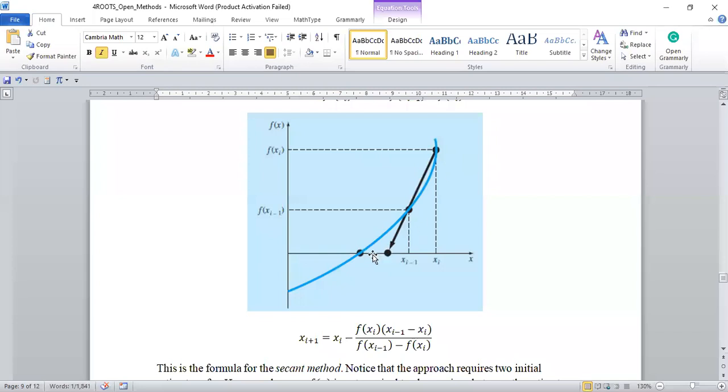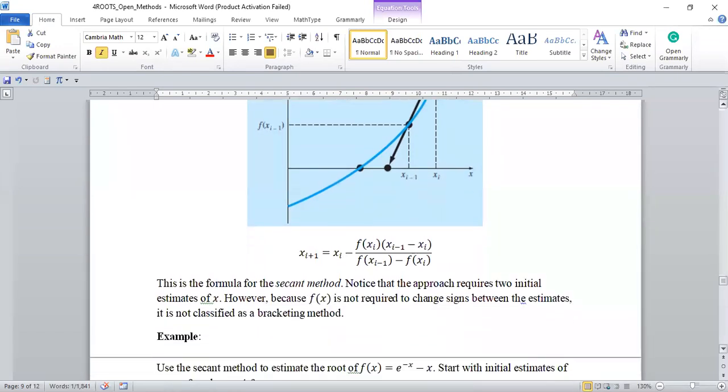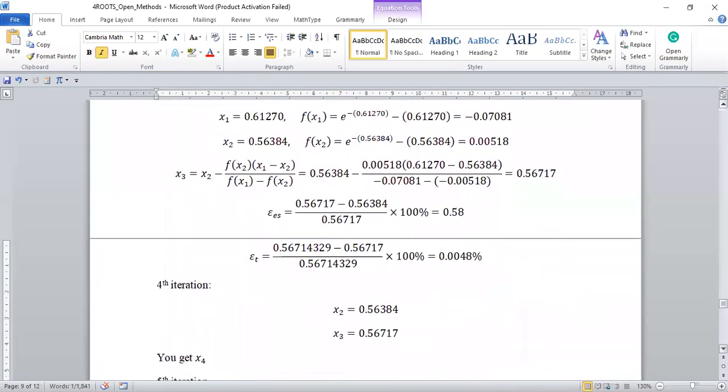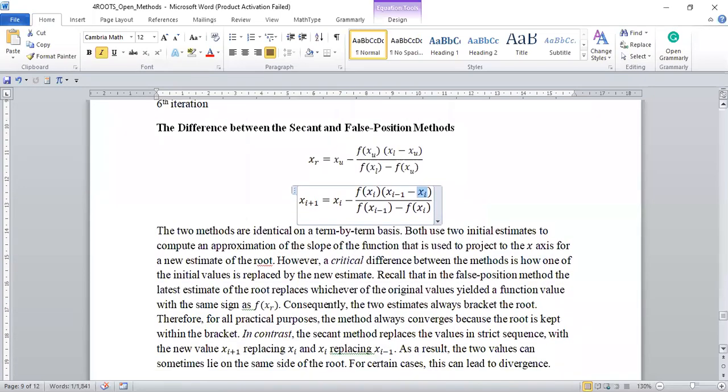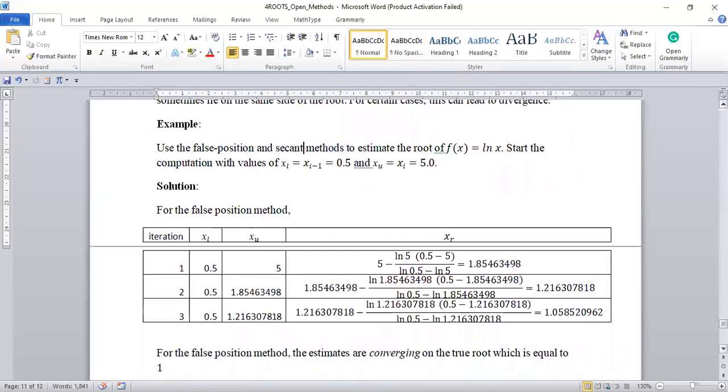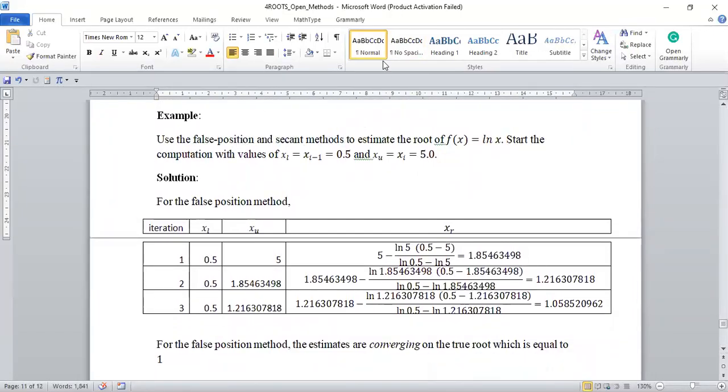From this representation, the root is actually outside of the two limits. It's actually here. So that is basically the difference. Then in order to really bring out the difference, we are going to use an example in which we find the root using the false position method and the secant method, so that we are very sure of the difference.